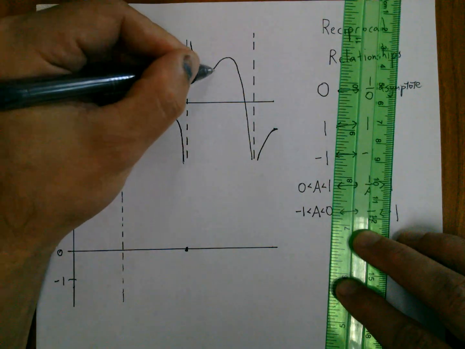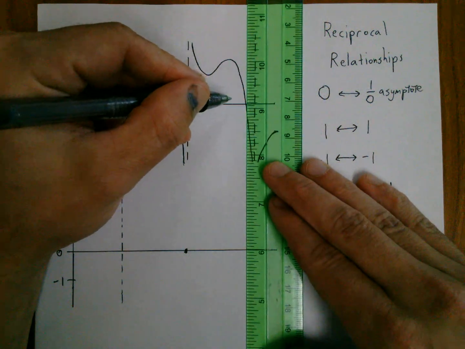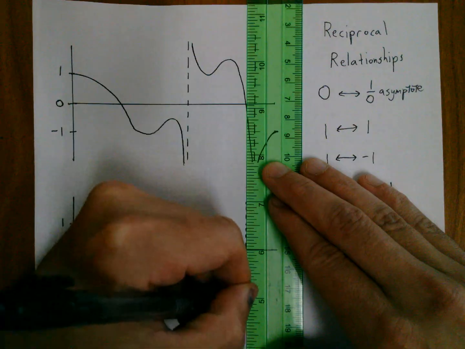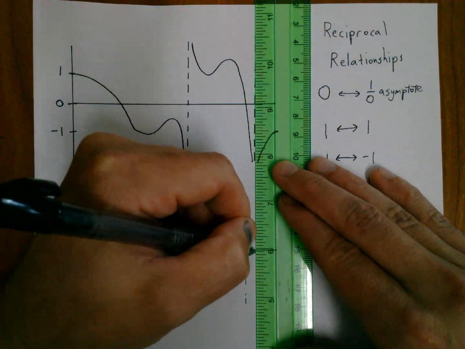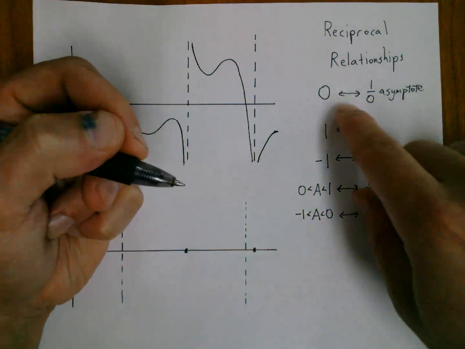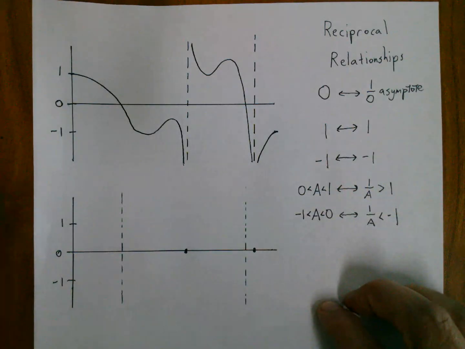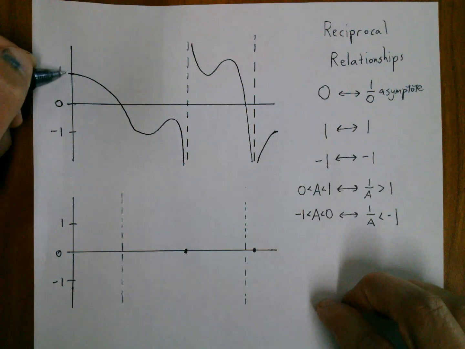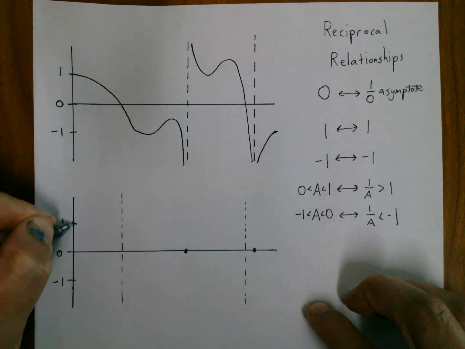Continue to follow along. I hit a 0 right there, which means in my reciprocal graph I will have an asymptote. And at this point I have an asymptote, so in my reciprocal graph I'll have a 0. So that took care of my zeros and asymptotes. Next I'm going to look for 1s and negative 1s, because in the reciprocal they remain 1 and negative 1. So this graph certainly starts out with a 1. The reciprocal will be a 1 in the same location.